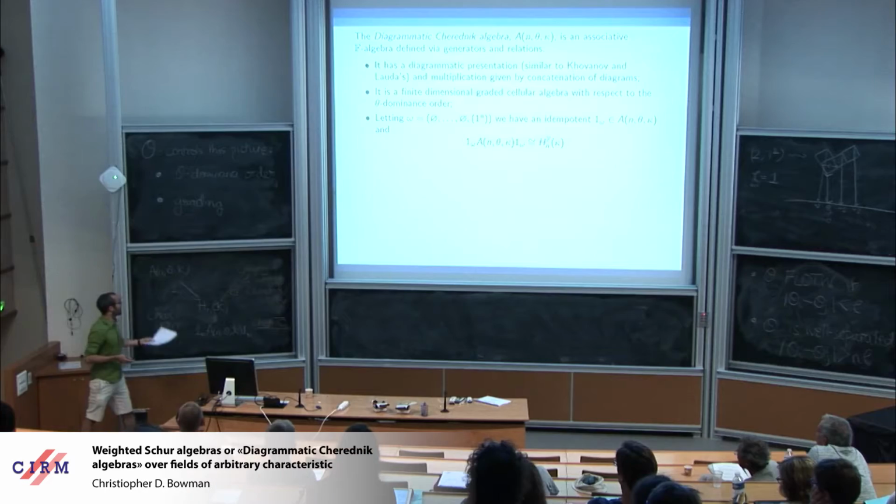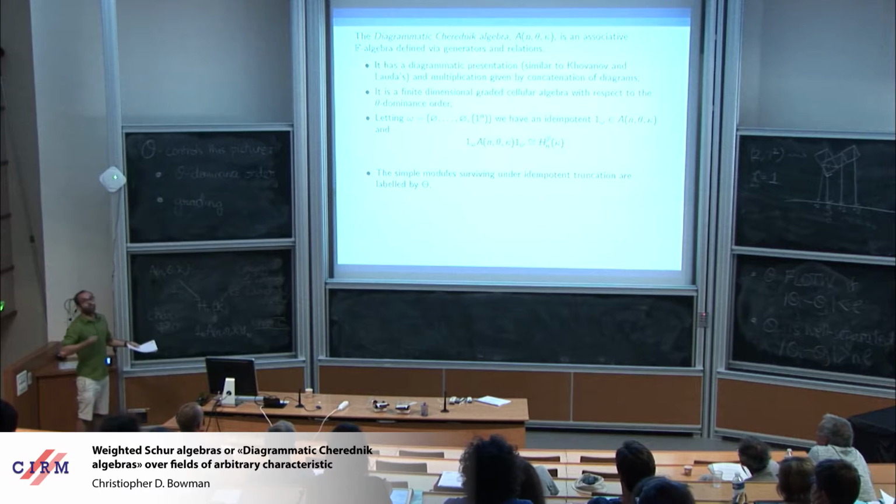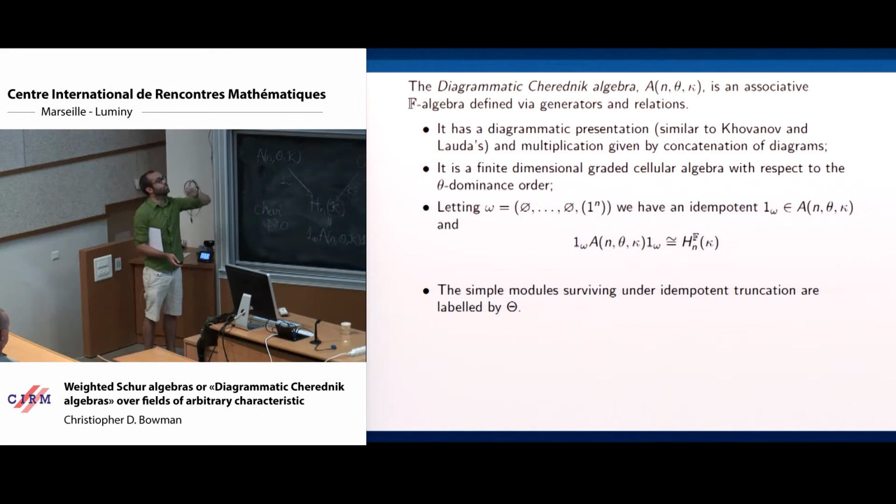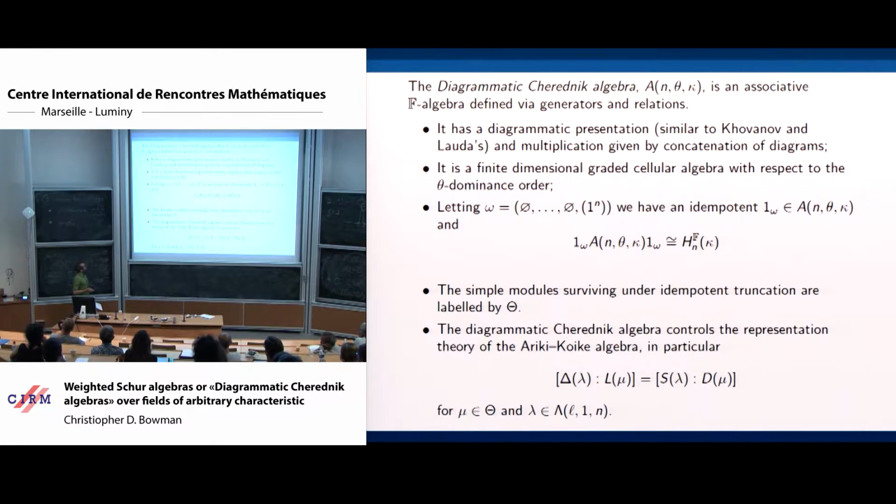Each time you do this, for any value of theta, you get the simple modules parameterized by the capital Theta. We knew that this sort of already happened because of work of Ariki a long time ago, but the fact that there exists this algebra which always truncates down to there and always gives you these simple modules for any value of theta is very nice. And in particular, because it's an idempotent truncation functor, the decomposition numbers of these algebras pass through unchanged: if these are the cell modules for this algebra and these are the simple modules. So the decomposition matrix of the Ariki-Koike algebra appears as a submatrix of the decomposition matrix of the diagrammatic Cherednik algebra in arbitrary fields over arbitrary characteristics.